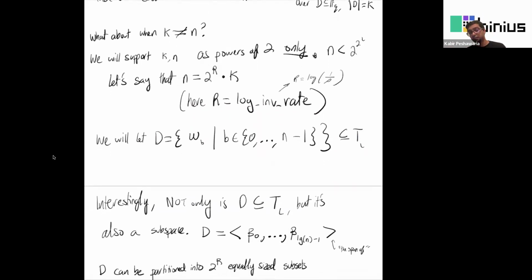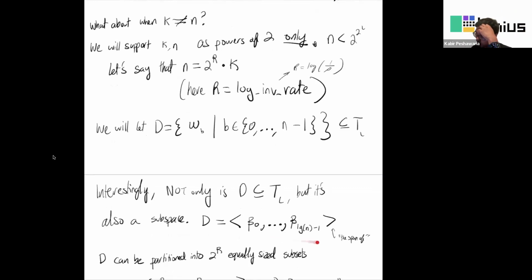But interestingly, as before, recall that not only is this domain a subset of T iota as sets, it's also a subspace of T iota when you view T iota as a vector space over F2. D is specifically the subspace spanned by the first log n (log base 2) basis vectors, elements of T iota.